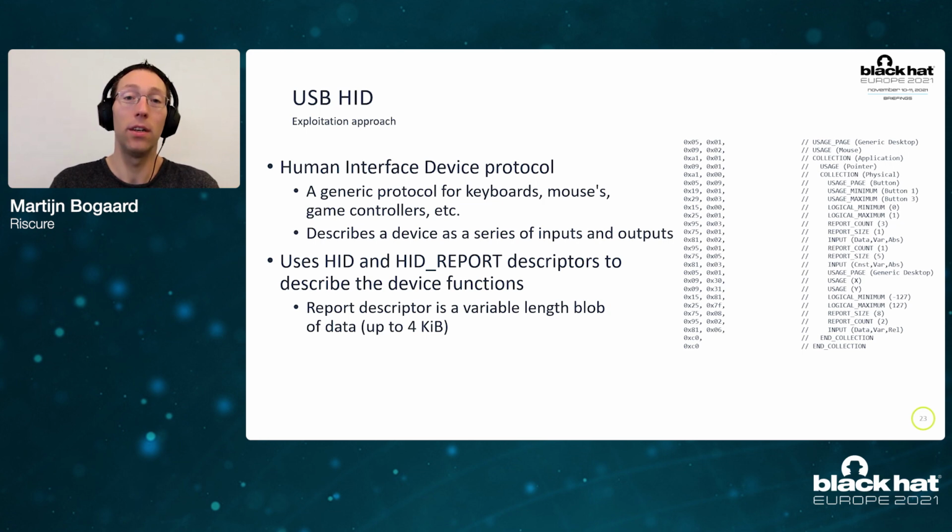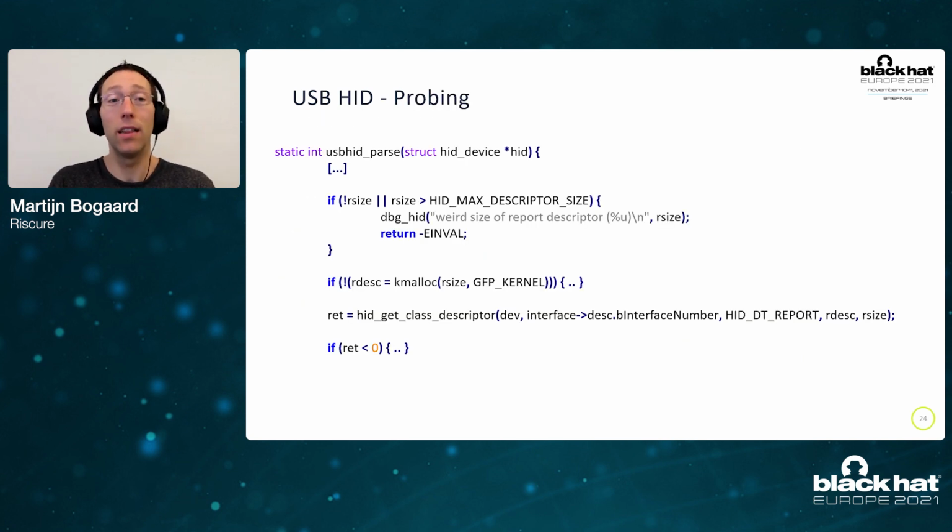And the HID report descriptor is basically an arbitrarily sized blob of data that is describing your device. The interesting bit of this is that this report descriptor has a variable length, gets dynamically allocated, and the actual length that will be allocated is delivered in the initial HID descriptor. So let's now take a look at the probing process that happens for HID devices.